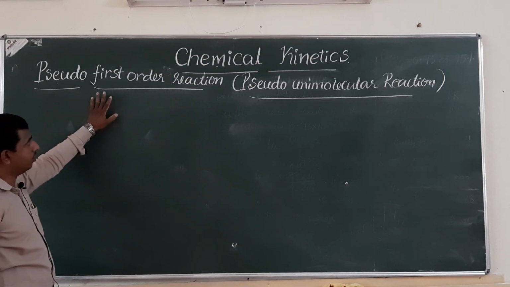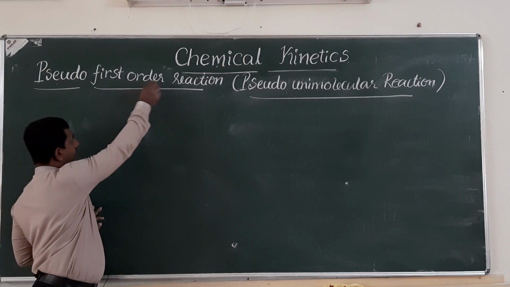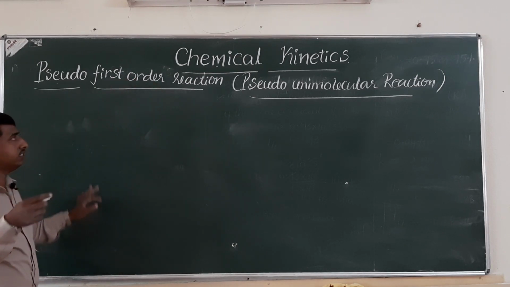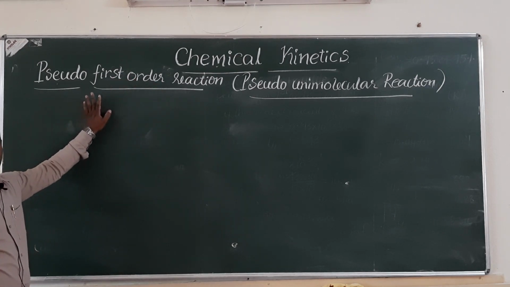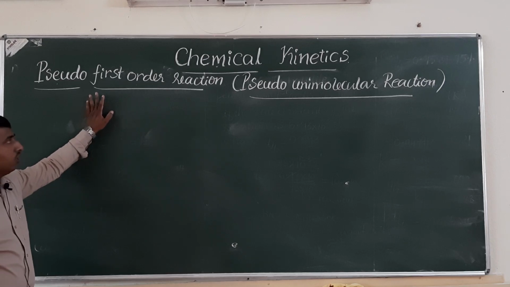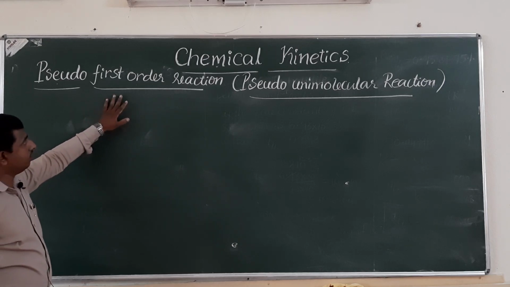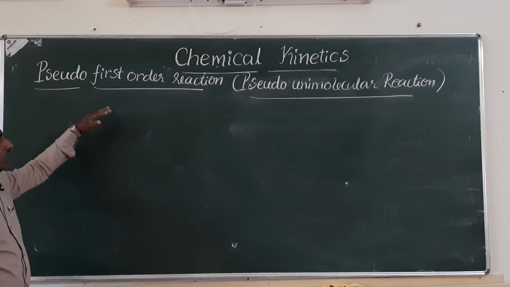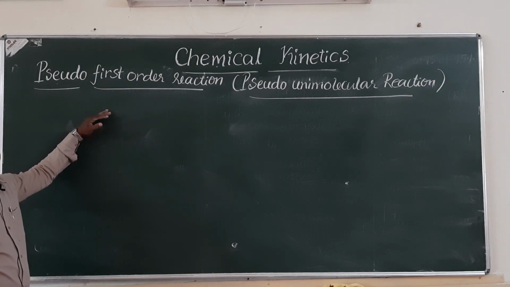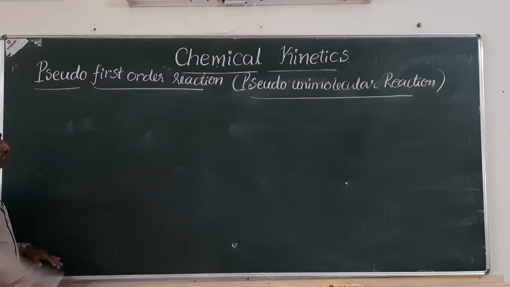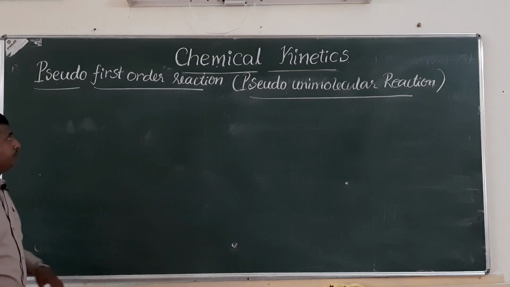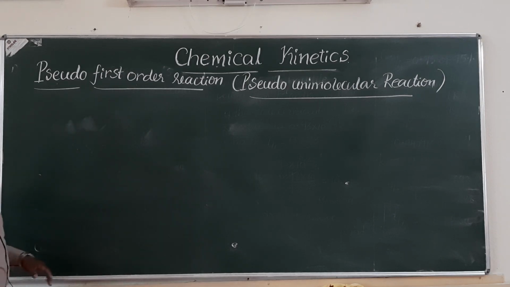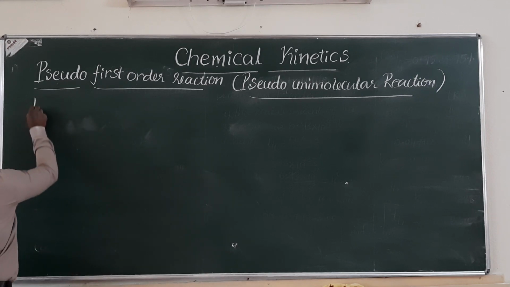So, pseudo first order means the actual order of the reaction is not equal to 1. Pseudo means it is false. The order of the reaction is reduced to 1 by altering or varying the concentrations of the reactants. Let us write the definition of pseudo first order first.